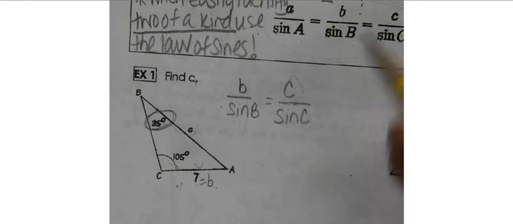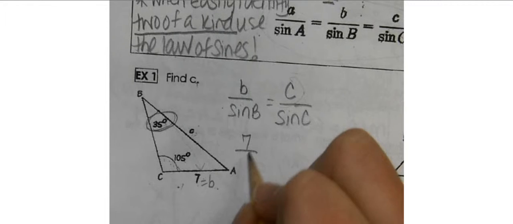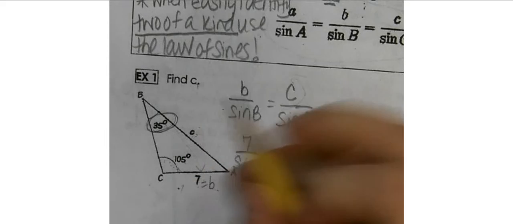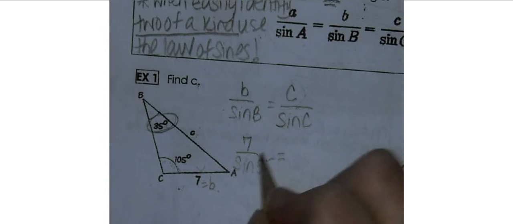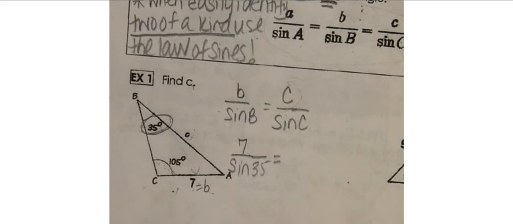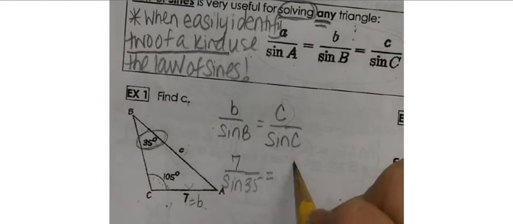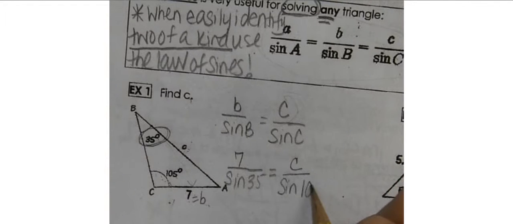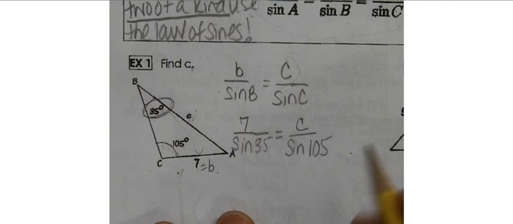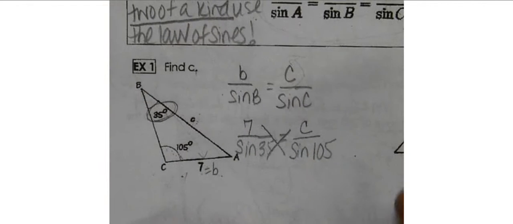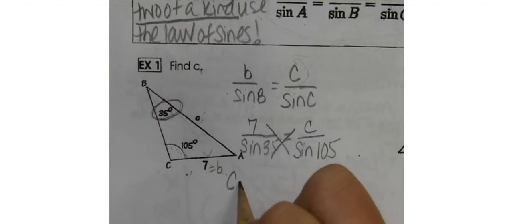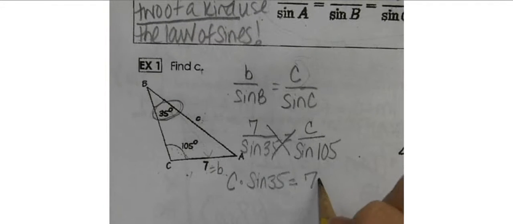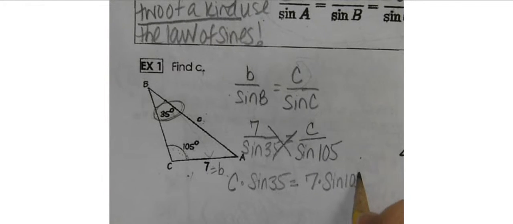So I'm going to plug in all of my given information in order for me to identify c. So little b, that is 7. So I'm going to write 7 divided by the sine of angle B, and angle B is 35 degrees. That's going to be equal to little c, which I do not know, divided by the sine of angle C, which is 105. At this point, to find c, we're going to do cross product. So I'm going to write c times the sine of 35 is equal to 7 times the sine of 105.